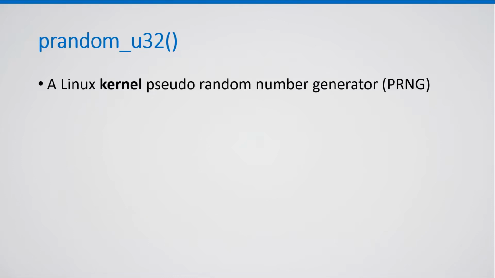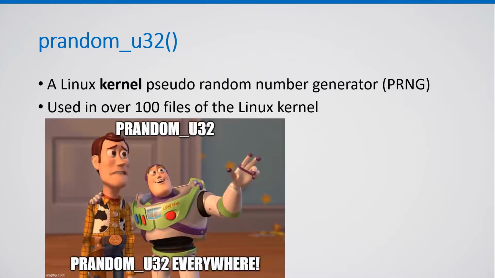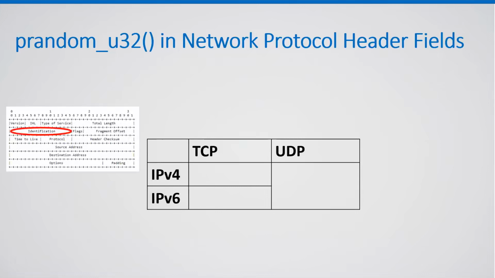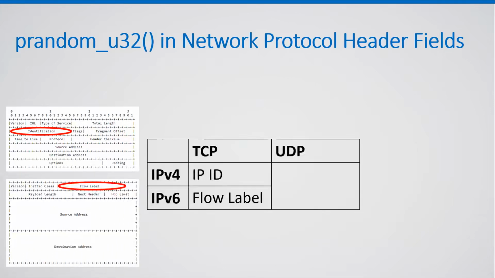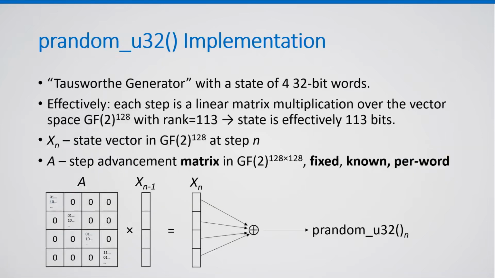Prandom U32 is a Linux kernel pseudorandom number generator which is used in over 100 files of the Linux kernel. We focus on the use of Prandom U32 to populate network protocol header fields such as the TCP/IPv4 IP-ID field, the TCP/IPv6 flow label field, and the UDP source port field which is used in both IPv4 and IPv6.